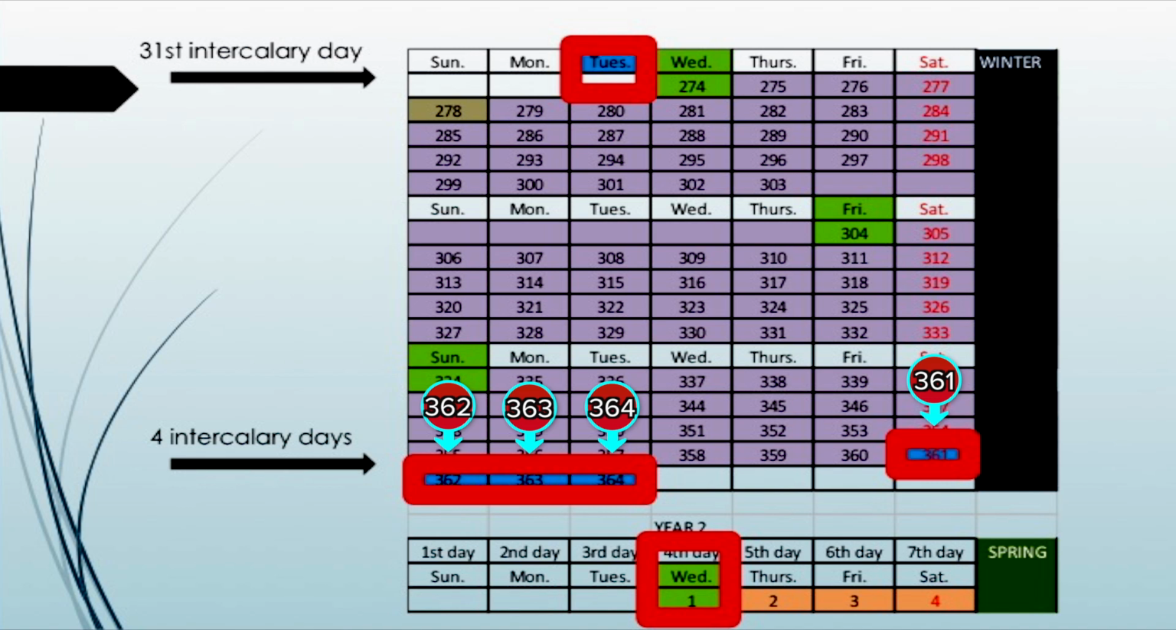361 is on Shabbat. 362 is on the 1st day of the week. 363 is the 2nd day of the week. 364 is on the 3rd day of the week, making year 2 begin once again on the 4th day of the week. This is why we have intercalary days, to keep your years and your weeks within the years from ever shifting days. That is the whole focus of intercalary days.